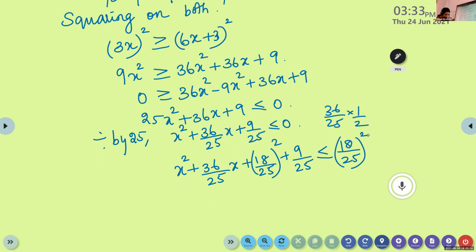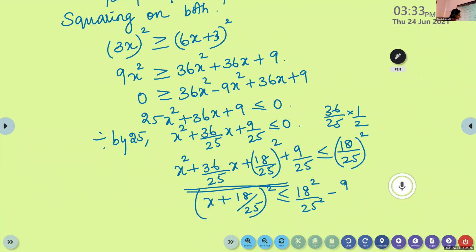First step, make the coefficient of x square as 1. Next step, half the coefficient of x, the whole square, you add on both the sides. Now combining these three, we can write this as x plus 18 by 25 the whole square is less than or equal to 18 square by 25 square minus 9 by 25.